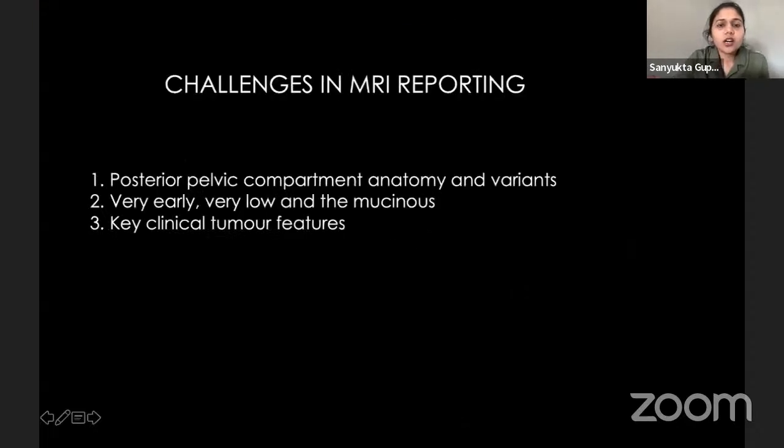Yes. So we do have challenges in MRI reporting, and we need to know the posterior pelvic compartment anatomy and its variants. We just talked about the various fascias, and I'll be telling you how we see those on MRI. Some very early, very low rectal tumors, and the mucinous ones are the notorious ones. But how to look and be sure of the mucinous pathology on MRI, and the clinical tumor features which we need to tell about.